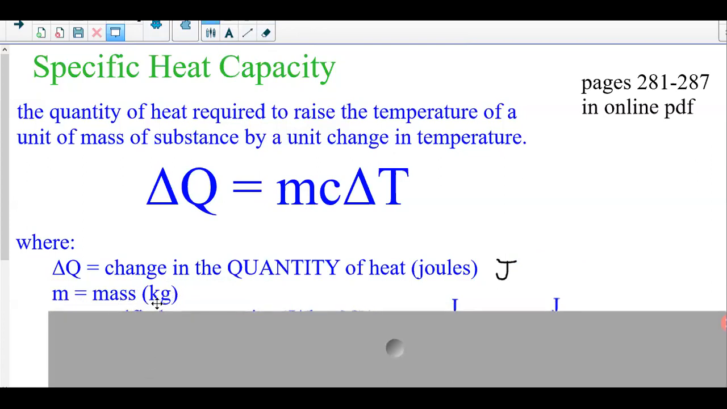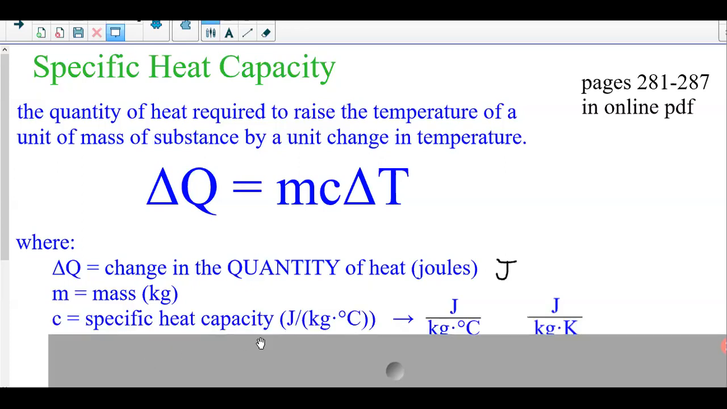Mass, of course, in physics, we tend to use kilograms for mass. If we were sticking more with chemistry style, we'd use grams, but we're going to go with physics on this and use the kilograms. So that's just 1,000 grams. The specific heat capacity is specific, particular to every single substance. Every single substance has its own specific heat capacity.